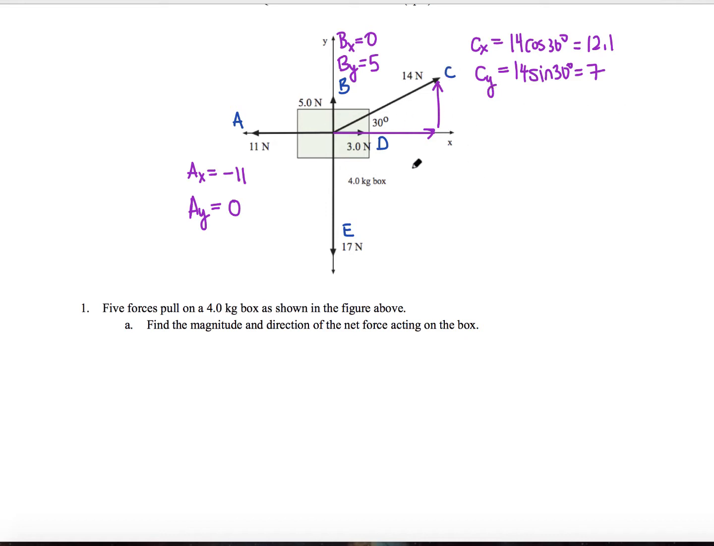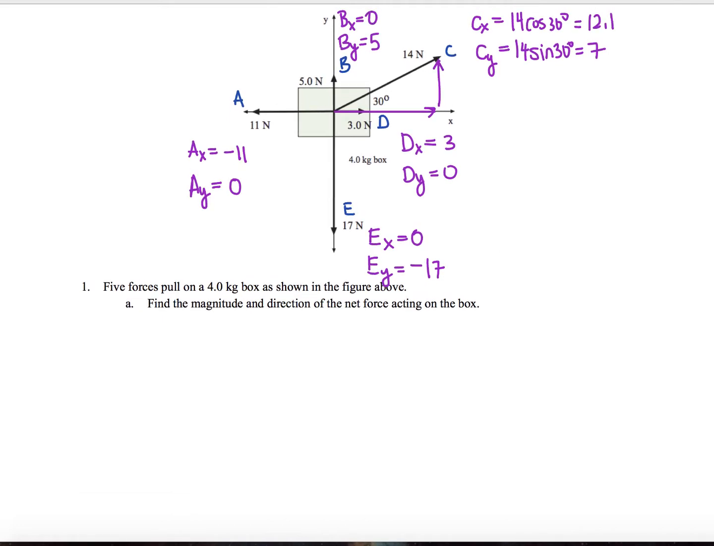Then D, which we kind of wrote over top of down here, is 3 to the right. So my x component is positive 3, and my y component is just 0 since we're not going up or down. Finally, for E, we're going straight down, so our x component is 0, and our y component is negative 17 since we're going down.